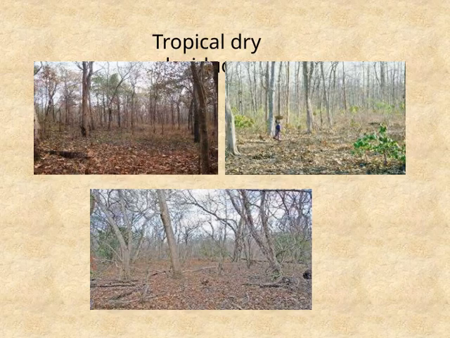Tropical dry deciduous forests are a fascinating type of ecosystem. They are characterized by trees that shed their leaves during the dry season to conserve water, which is a key adaptation to the periodic droughts they experience. These forests are typically found in regions with distinct wet and dry seasons, often in areas that are somewhat less humid than the tropical rainforests.